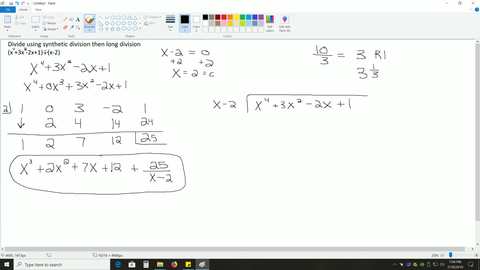And now we want to check. So I'm going to separate these problems. This way it doesn't get too confusing which one is which.